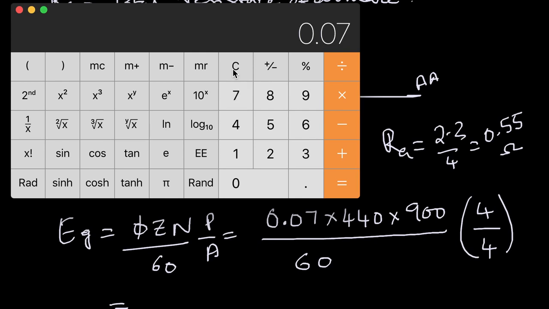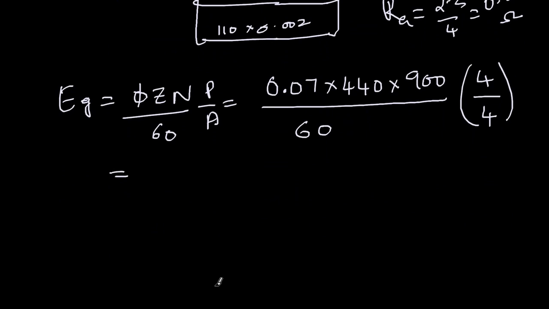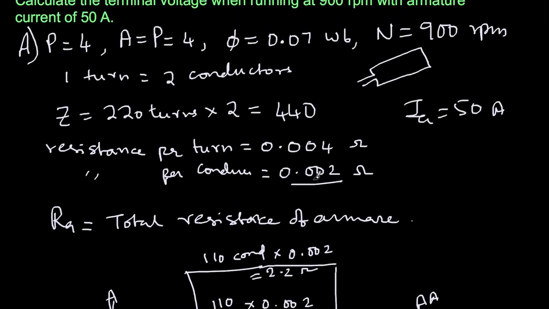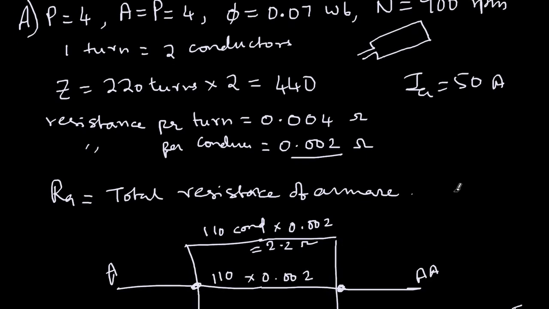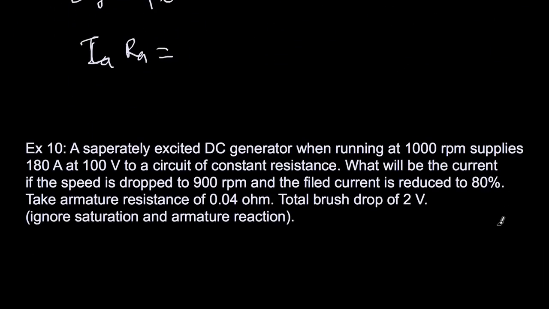So 0.07 multiplied by 440 multiplied by 900 divided by 60. So 462 is the induced EMF. So from this there will be a drop, the IaRa drop. Here Ia is given to be 50 amperes and the resistance is calculated as 0.05.